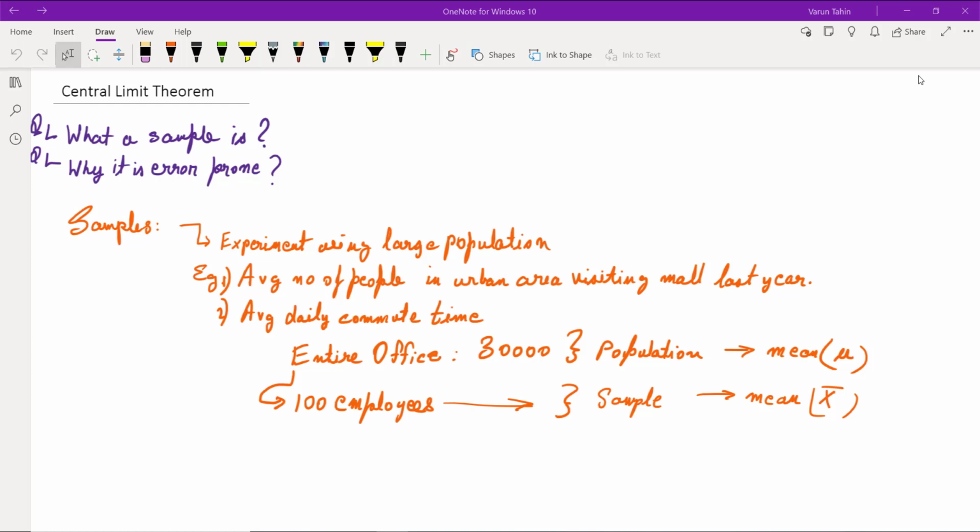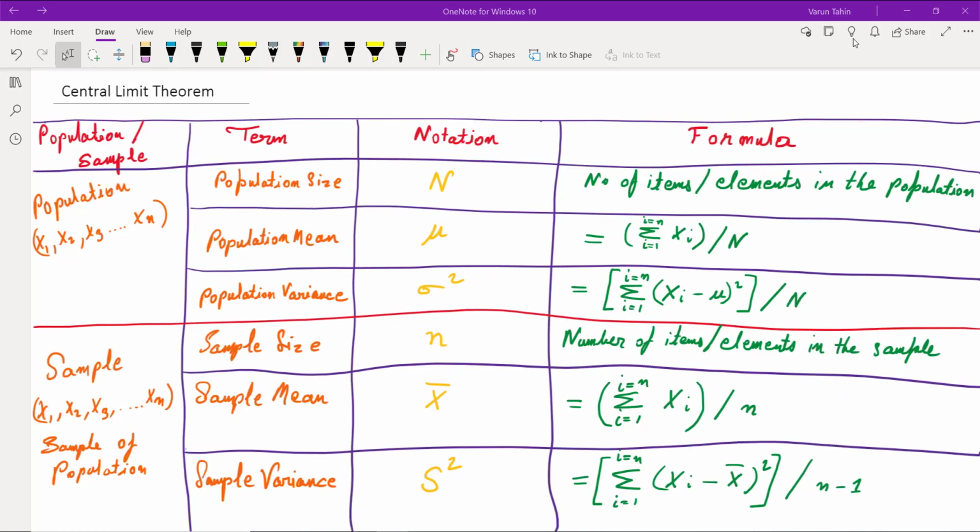So let's say that the entire office has a population of 30,000. Now the mean can be taken as mu for that total population, and among that we are considering only 100 employees, so this becomes the sample for which the mean is x bar. Now samples can also be error prone. The reason for this is that the characteristics of the sample population and those of the general population are different, and these arise because sampling sizes are inevitably limited and it is impossible to sample an entire population in a survey or a census.